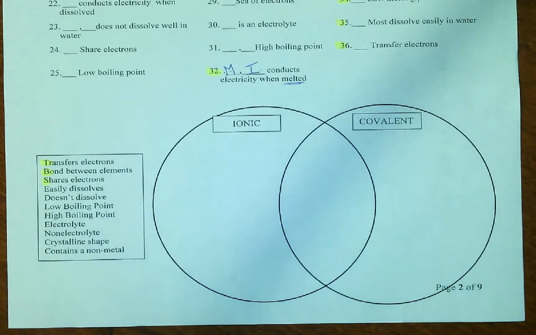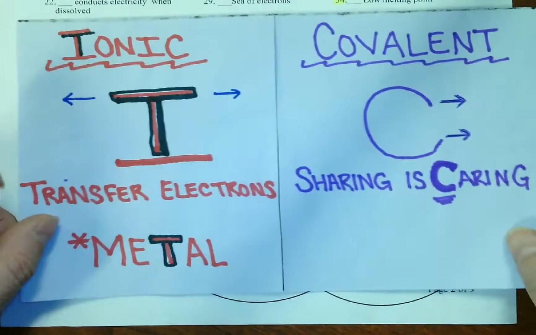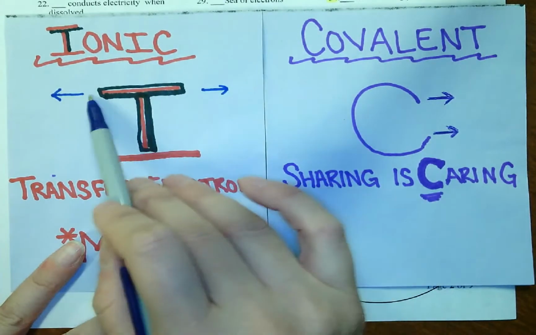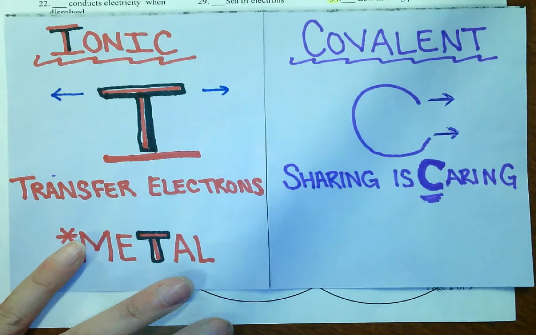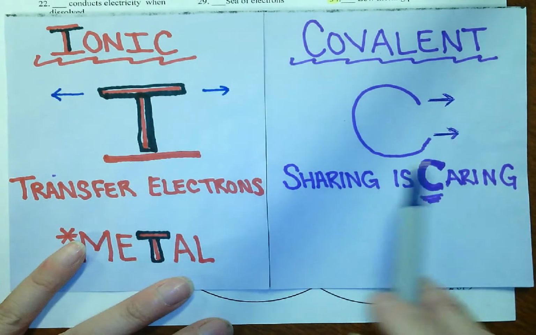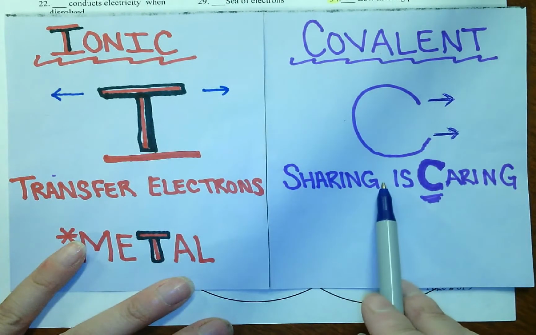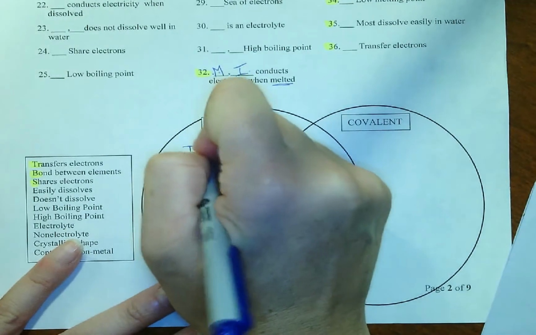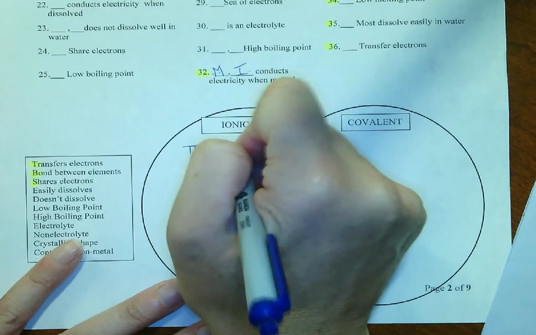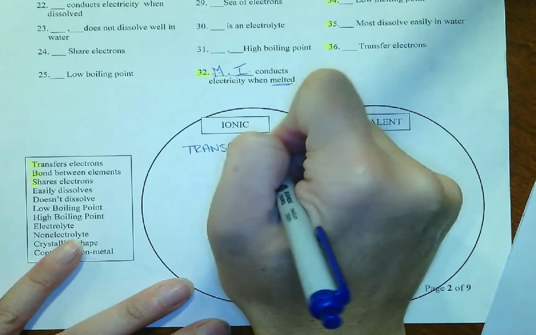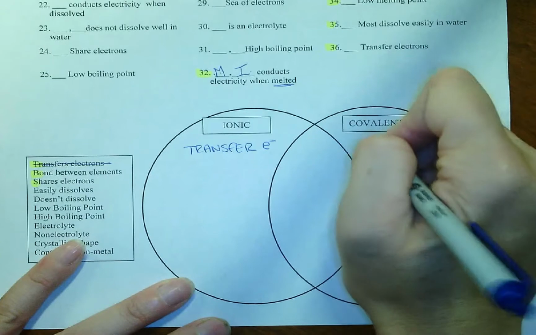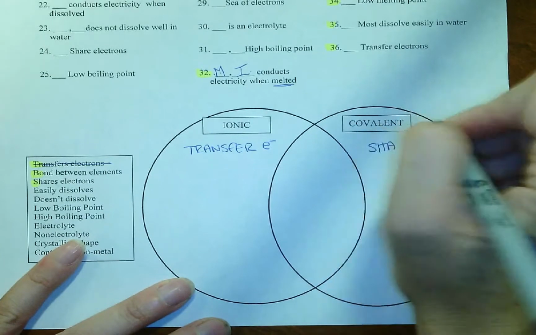Okay. Transfer electrons. Okay. Ionic. I like to say that ionic is hiding the T for transfer in its name. And for covalent, sharing is caring. Covalent molecules share electrons, and ionic compounds transfer them. So for my Venn diagram, I'm going to say transfer is only ionic, and I'll say electrons, E-neg. Okay, so I did that one. Share electrons is definitely covalent. Sharing is caring.